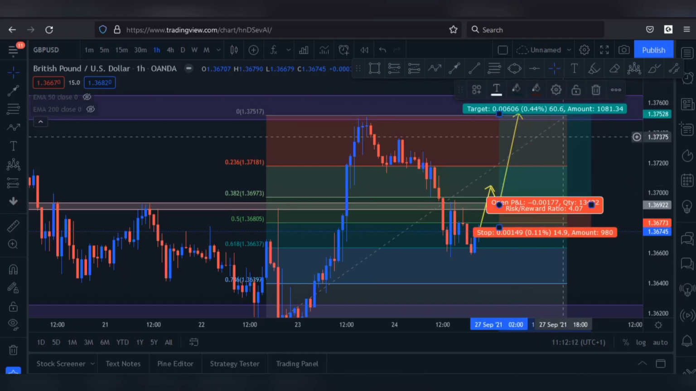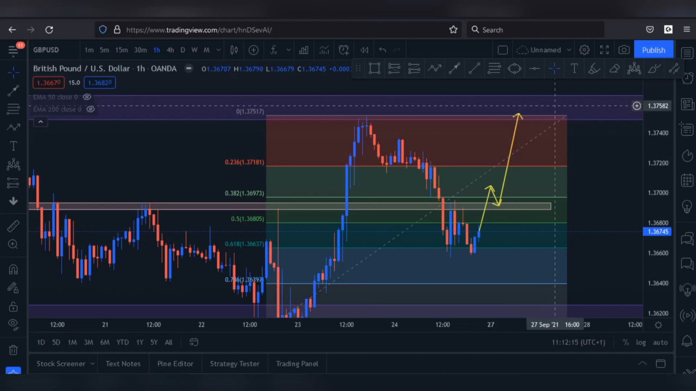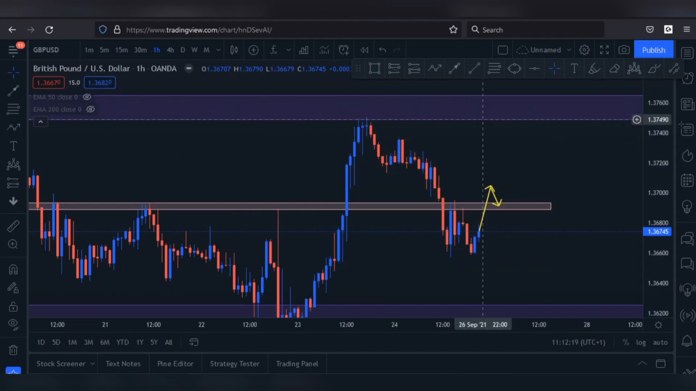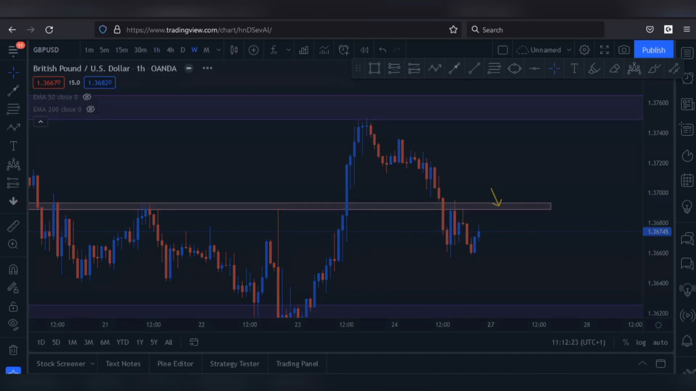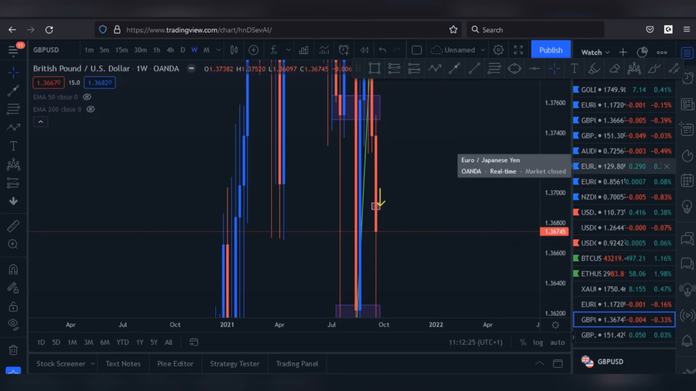All right, so that's my analysis for GBP USD for this coming week. Next we'll be looking at GBP JPY, which will be our last analysis for today.